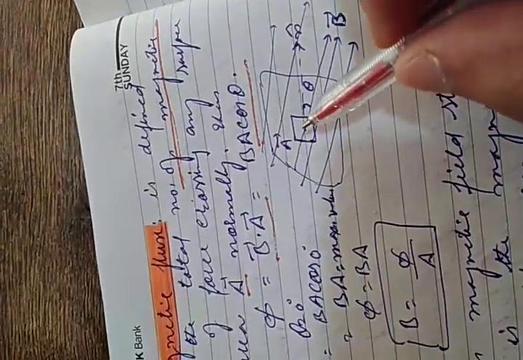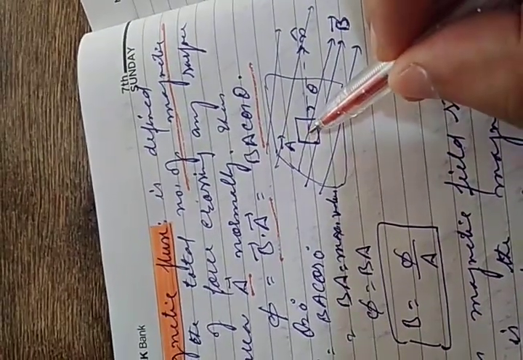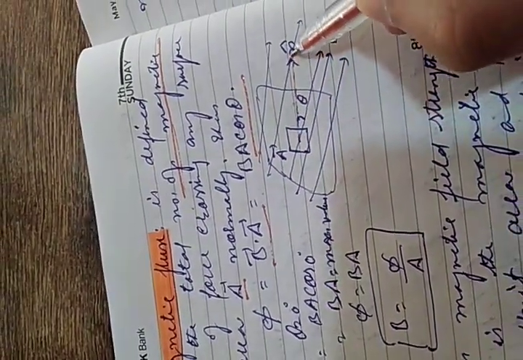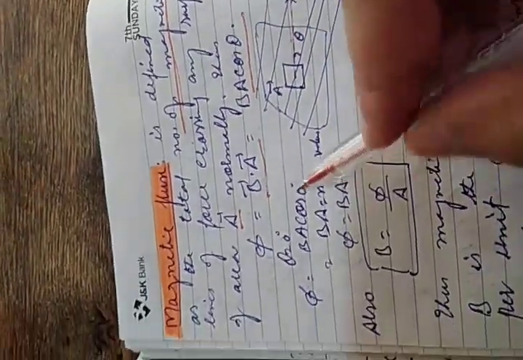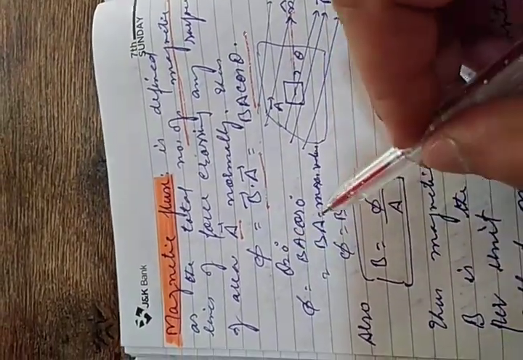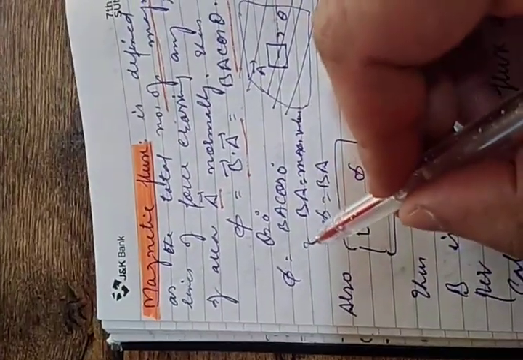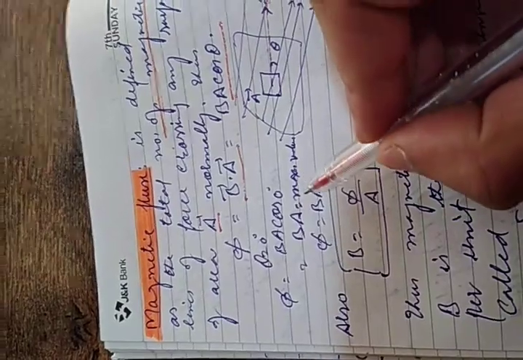Now, if theta is 0 degrees, consider a surface with the area vector as the outward drawn normal, and this is the magnetic field. If the angle between this area vector and the magnetic field is 0 degrees, then cos 0 is 1. Thus magnetic flux is B into A. That's the maximum value of the magnetic flux.